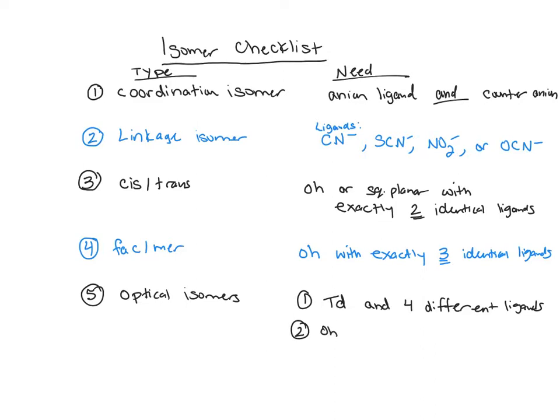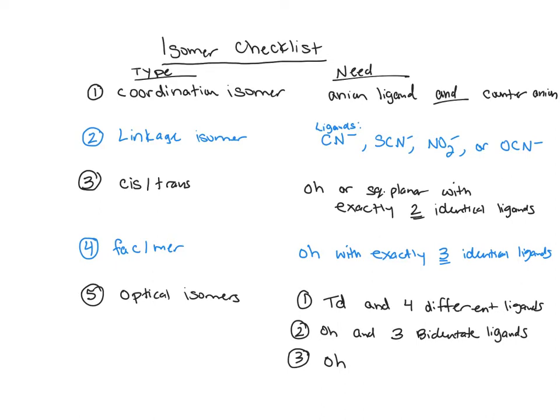Second, an octahedral structure and 3 bidentate ligands. As a reminder, a bidentate ligand is one ligand that has 2 donor atoms. So if we have 3 bidentate ligands, you actually have a coordination number of 6, which is where we get that octahedral shape.